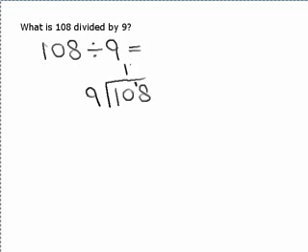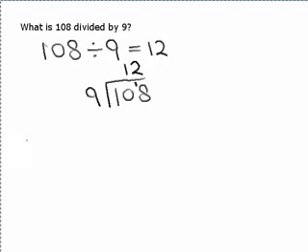And then you say how many 9s are in 18, and that goes twice. So the answer is 12. 108 divided by 9 equals 12.